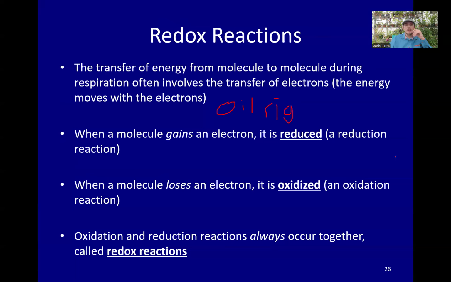Where we have reduction and oxidation, where reduction is where our substrate is gaining electrons, and our oxidized is losing electrons. And if you think of the acronym OIL RIG, oxidation is losing electrons, and reduction is gaining electrons. And a lot of the times these happen in one specific reaction.